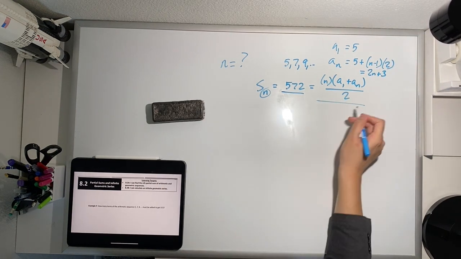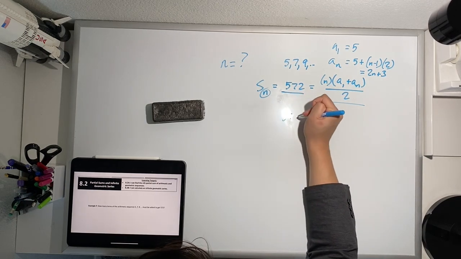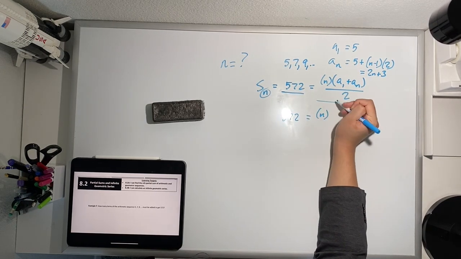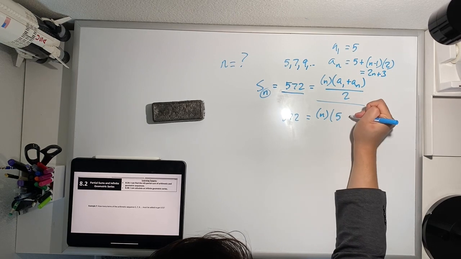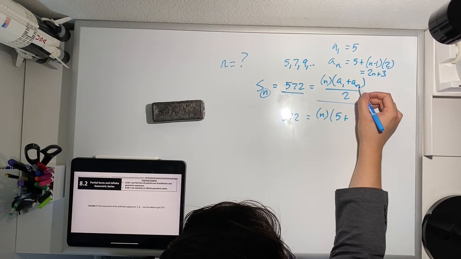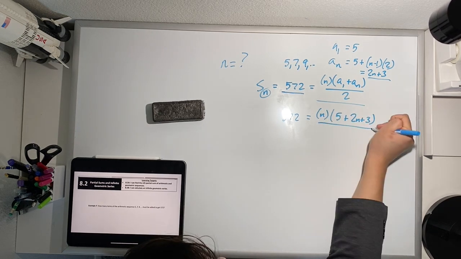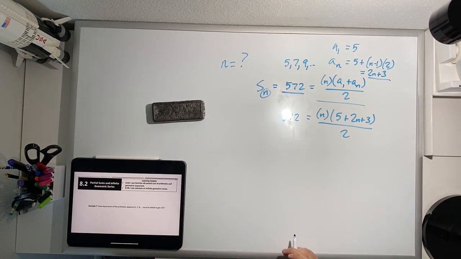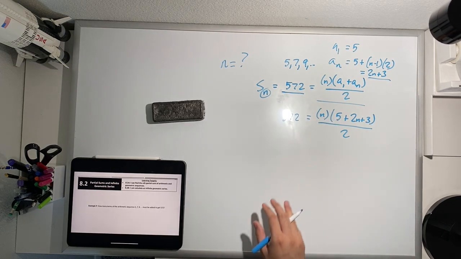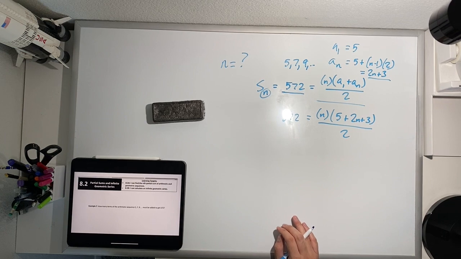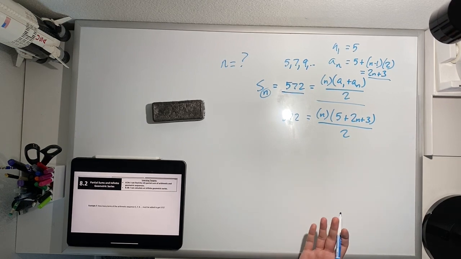So looking at our formula here, we have 572 equals n times a1, which is 5, plus an, which is 2n plus 3, all over 2. Okay, so again, we started with the formula that we know. We're trying to solve for n. We plugged in everything that we can find. Now we end up with this expression, and hopefully we recognize we can just solve this for n.